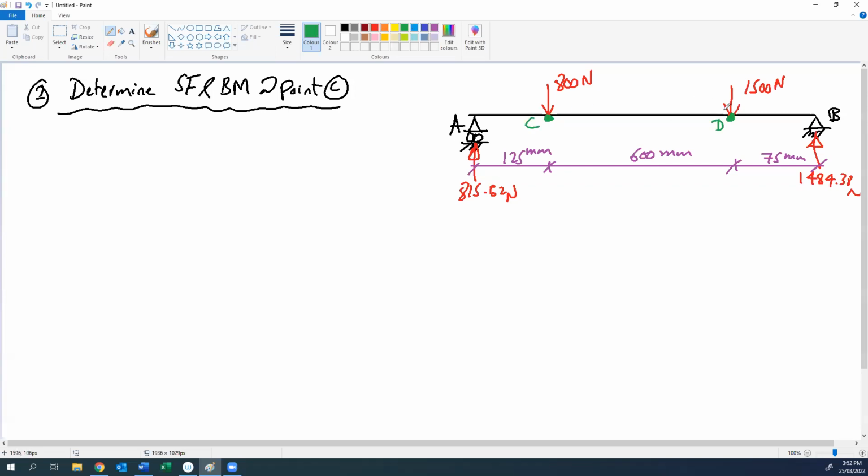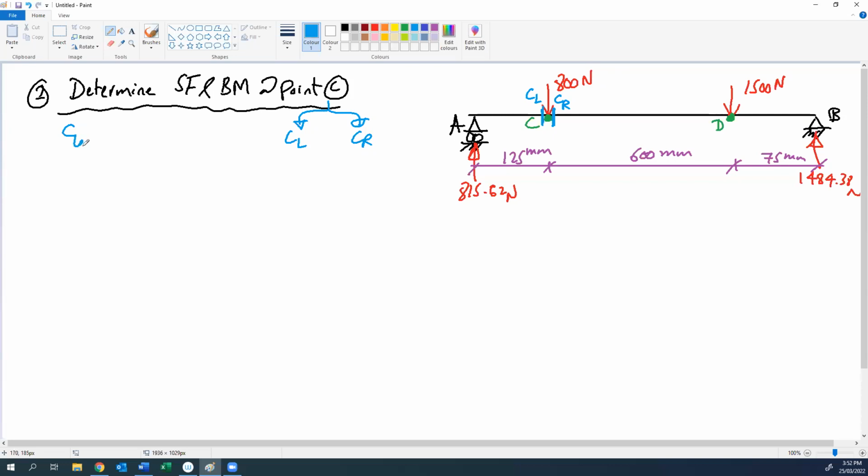Okay. To find the shear force and bending moment at point C, we need to have 2 cuts at point C. Firstly, we will have 1 cut just before C, if we are coming from the left, and 1 after C. We will call this one C left and this one C right. So at point C, we will have 2 sections or 2 cuts, C left and C right. The difference between C left and C right is applying the 800 Newton.